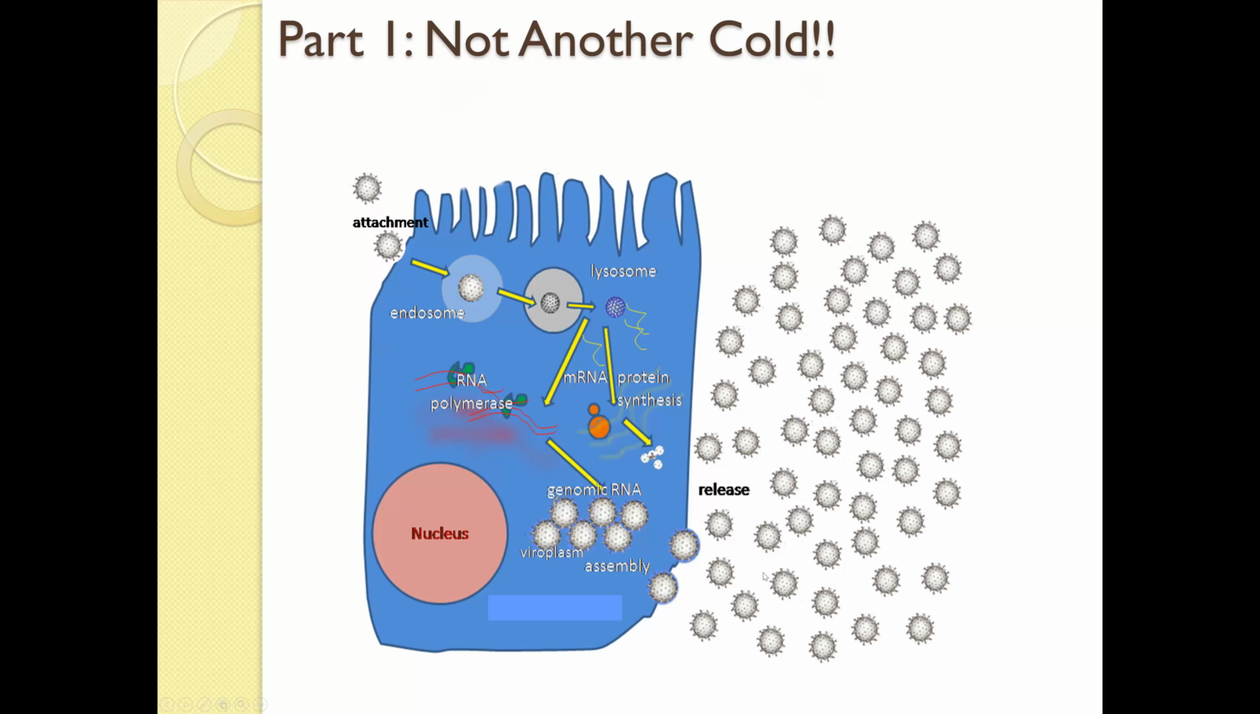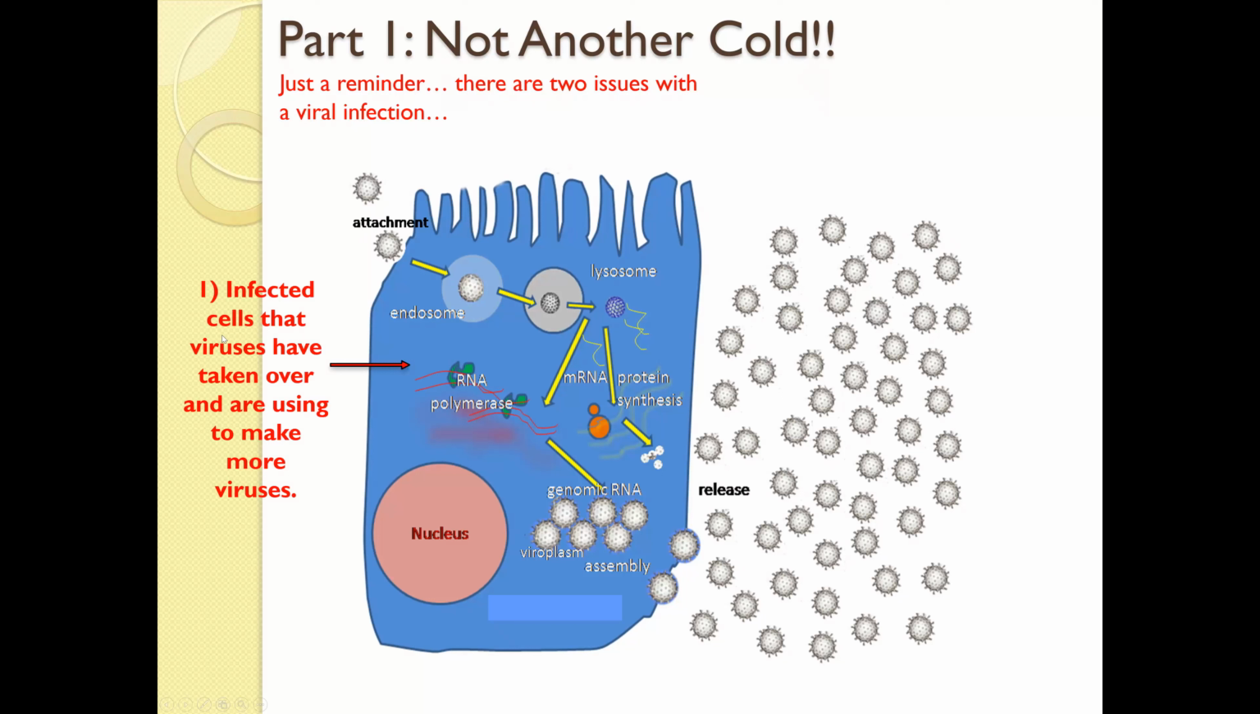And as the viruses are released, they will move through the fluids in the body where they will encounter and infect other cells. So just a reminder, there are two issues that we are facing with this viral infection. We have infected cells that viruses have taken over and are using to make more viruses. And because they're using all of their machinery to make more viruses, they're not doing their normal function. So we need to get rid of these cells that have been infected. And the second problem is that we have free viruses that are in the body fluids that are searching out new cells to infect. So this is why we have two sides to our adaptive immunity.